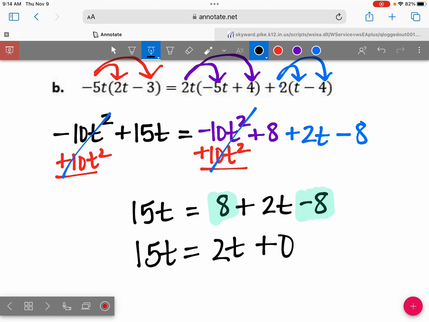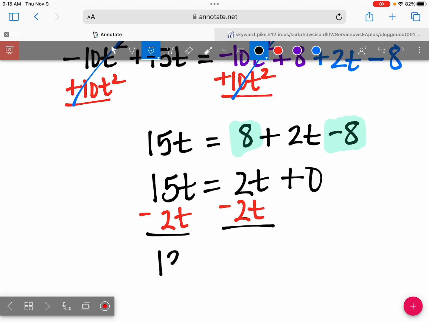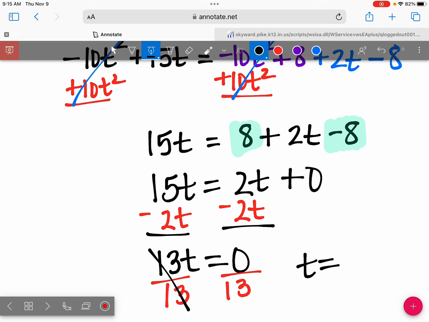And then what's going to happen? What would I do next? Subtract the 2t from both sides. Go ahead and subtract it. So 13t equals 0. Divide both sides by 13. And what happens when you take 0 divided by 13? You get 0. And that would be your answer.